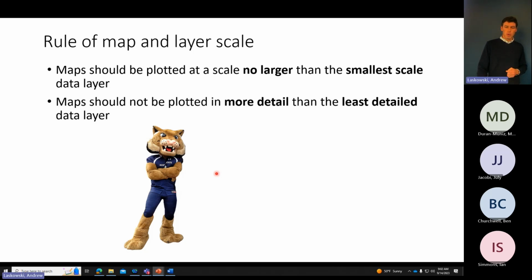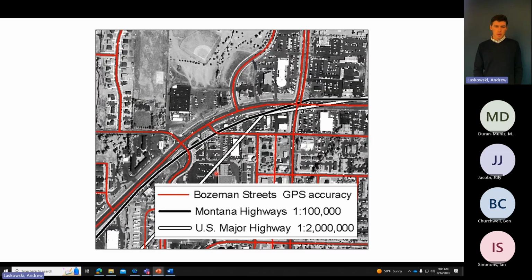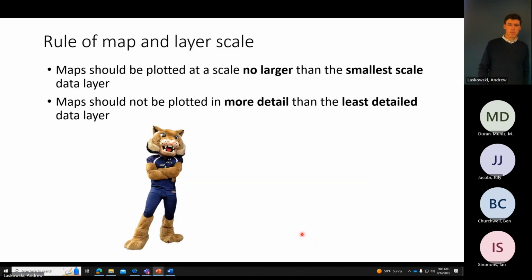All right, so a couple rules to remember. Maps should be plotted at a scale no larger than the smallest scale data layer. So that means that if we are using US major highways with a source scale of 1 to 2 million, our map should be 1 to 2 million or smaller scale. So we cannot make a map at 1 to 100,000 scale using that layer. And the opposite is also true.